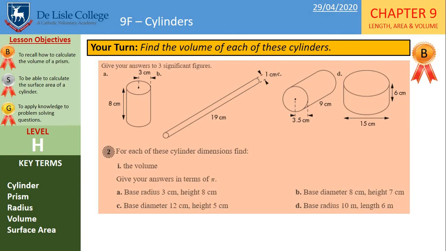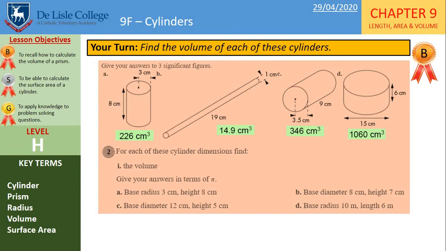Right, let's check the answers. Question 1A should be 226 centimetres cubed. Notice all these questions were to three significant figures. B is 14.9 centimetres cubed. C was 346 centimetres cubed. And D was 1060 centimetres cubed. You also should notice that B and D, you are given the diameter, so just check carefully there if you didn't quite get the right answer.